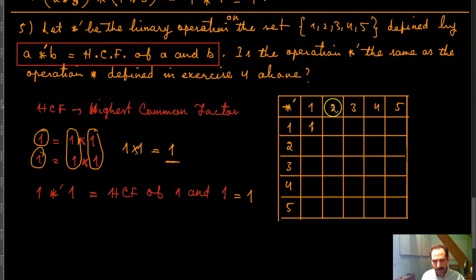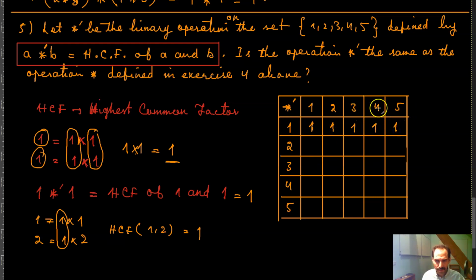Now, for example, the highest common factor of 1 and 2: 1 is the same thing as 1 times 1, and 2 is the same thing as 1 times 2. So as you can see, 1 is common between the two numbers, but 1 and 2 are not common, so you can forget about them. And so the HCF of 1 and 2 is equal to 1. Or 1 and 3, again the same story. 1 and 4 is 1, 1 and 5 is 1.